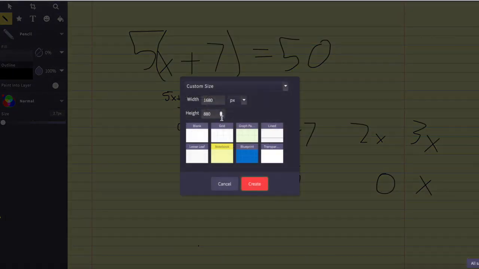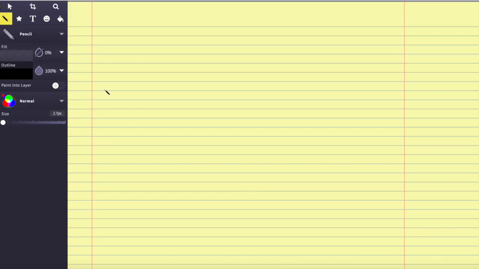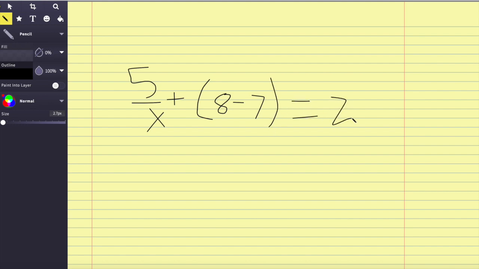So now let's do another problem. This one will be 5 over x plus 8 minus 7 equals 2. Now, as I said, there are two kinds of things you want to do. Combine like terms and isolate the variable. But combining like terms is actually sort of part of isolating the variable. But it's sort of more special.